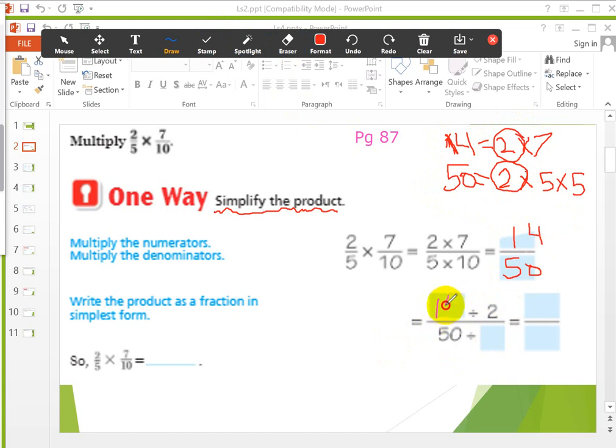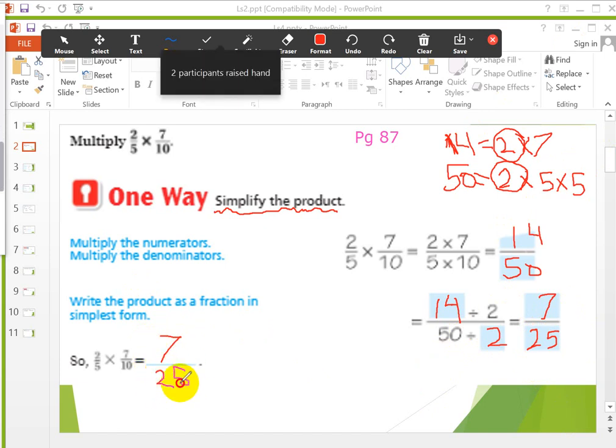So let's divide 14 by 2. The answer will be 7. And 50 divided by 2 equals 25. I'm waiting for the answers, please, on the chat, girls. Thank you, Tolin. So the simplest form for this multiplication is 7 over 25. This is the answer. So this is the first way for this product.